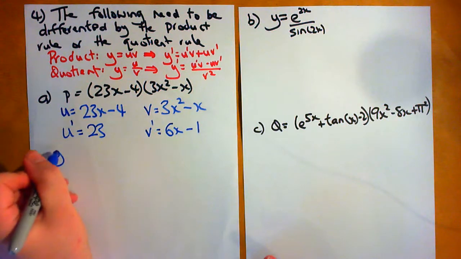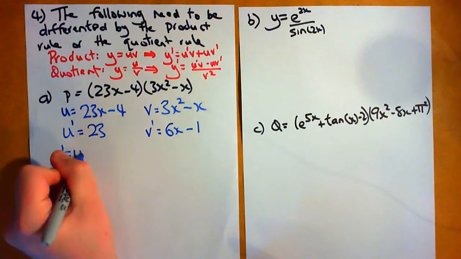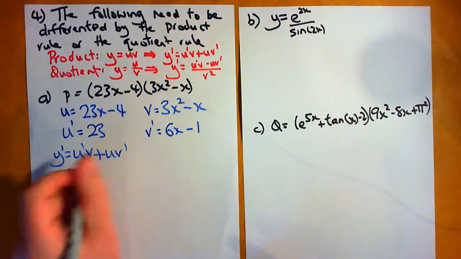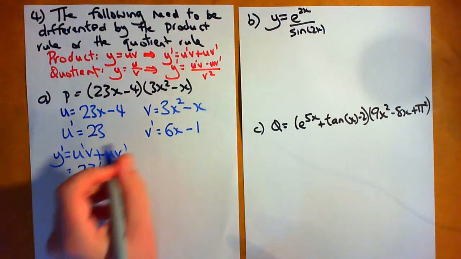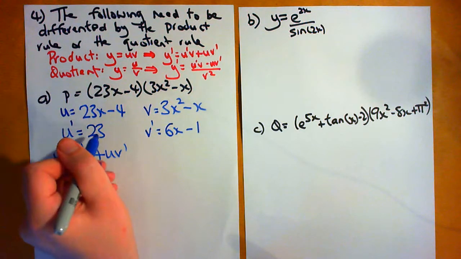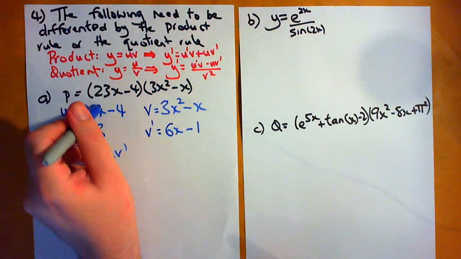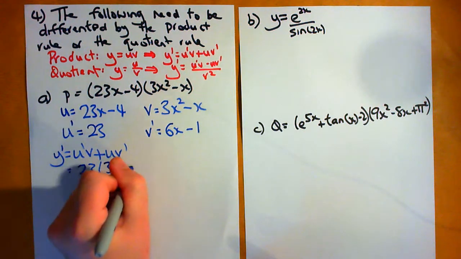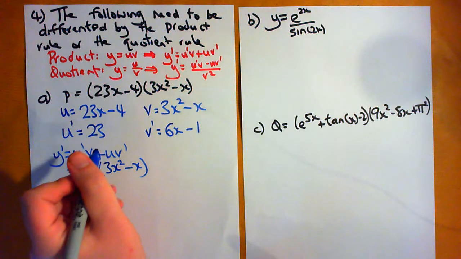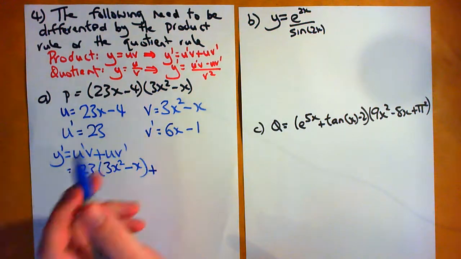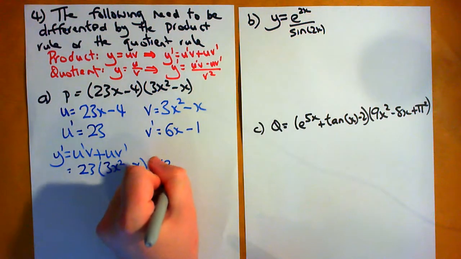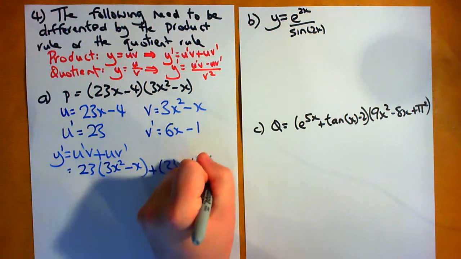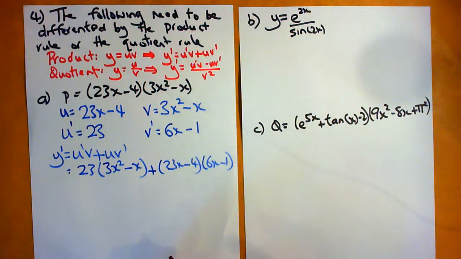So your product rule is y dash is u dash v plus u times v dash. So u dash times v plus u times v dash. So we've got 23 times 3x squared minus x, and then plus u, which is 23x minus 4, times v dash, which gives you 6x minus 1.